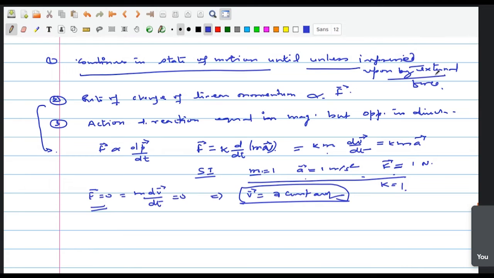Unless a force is impressed, the state of motion does not change. Either it will be at rest or it is moving with the same velocity. So you see the catch, both are the same. So these are the fine things.